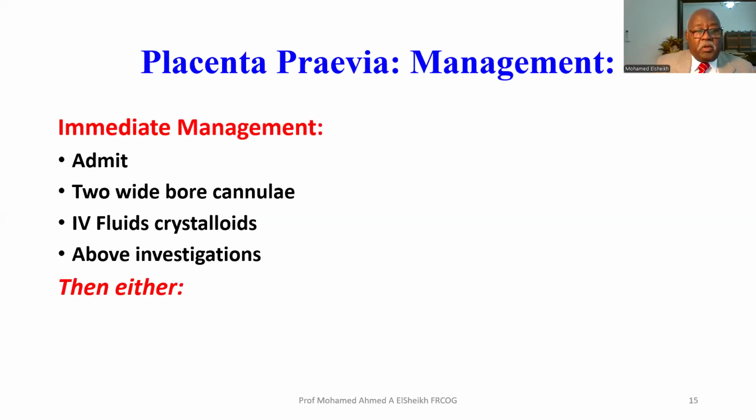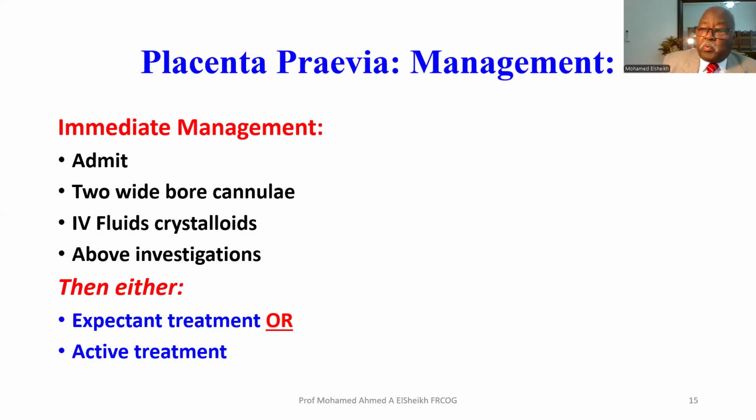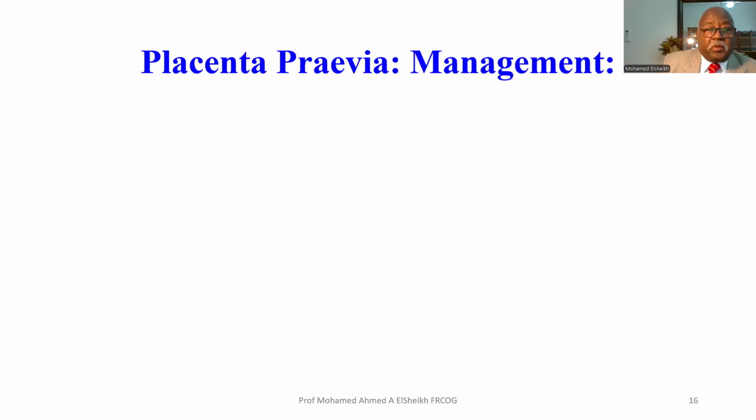So we have an immediate management, as we have said: admit, 2 wide-bore cannulae, IV fluids, crystalloids, and then do the necessary investigations we have just mentioned, together with blood grouping and cross-matching of blood. This is the immediate. Then after that, you assess for the ultimate management of placenta previa. It could either be expectant management or active management. Immediate management is the same for both of them. After you did this in the immediate management, then they will decide expectant treatment or active treatment.